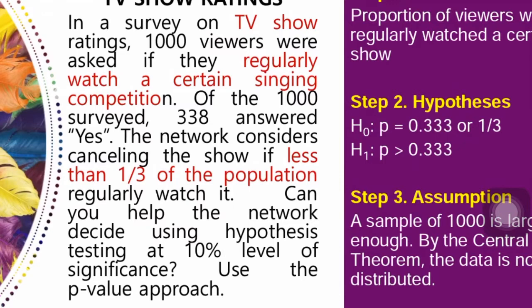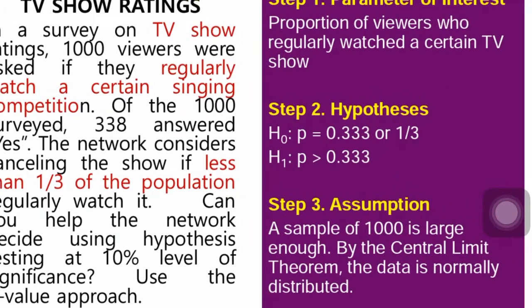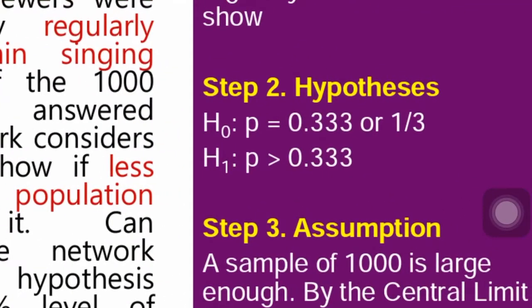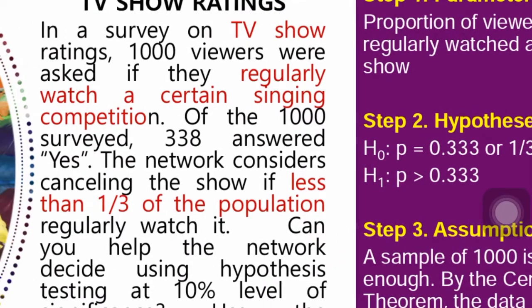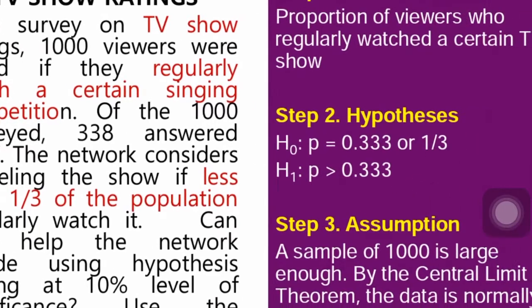One-third, if you convert it into decimal, is a repeating decimal. We just say 0.333. So our null hypothesis is p equals 0.333. If you'd ask me why I considered 3 decimal places, it's because if I divide the proportion based on the survey, 338 over 1,000 is 0.338. Since there are 3 decimal places for the observed proportion, then I also consider 3 decimal places for the population proportion.